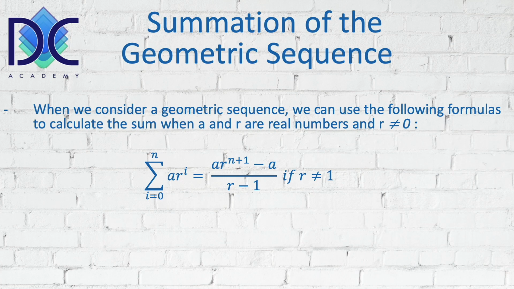We can say that the sum of the terms from 0 to n of the geometric sequence a times r to the power of i is equal to a times r to the power of n plus 1 minus a, divided by r minus 1. And this is valid when r is not equal to 1. On the other hand, when r would be equal to 1, we can prove that the same sum is equal to n plus 1 multiplied by a. So these are the two possibilities that we have for the summation of geometric sequences.